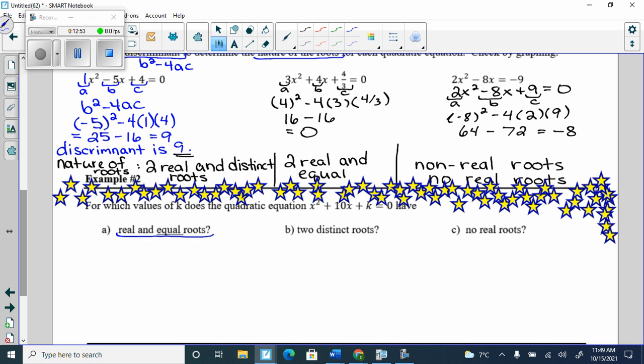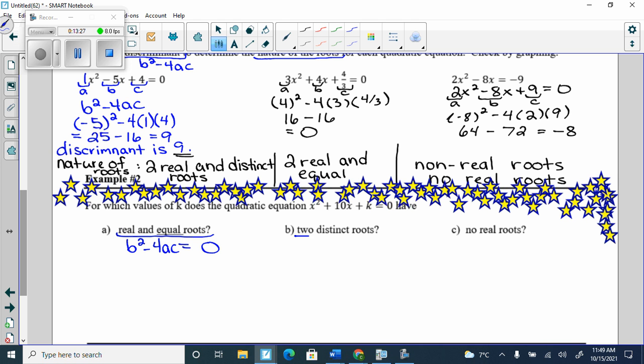Okay. So we have real and equal roots. What does that tell us? 0. What is 0? X-intercept. Discriminant. Yeah. The discriminant is what? Equal to 0. Thank you. What's the discriminant? Okay, it's equal to 0. What would we fill in to find the discriminant? B squared minus 4AC. Thank you. Good job.